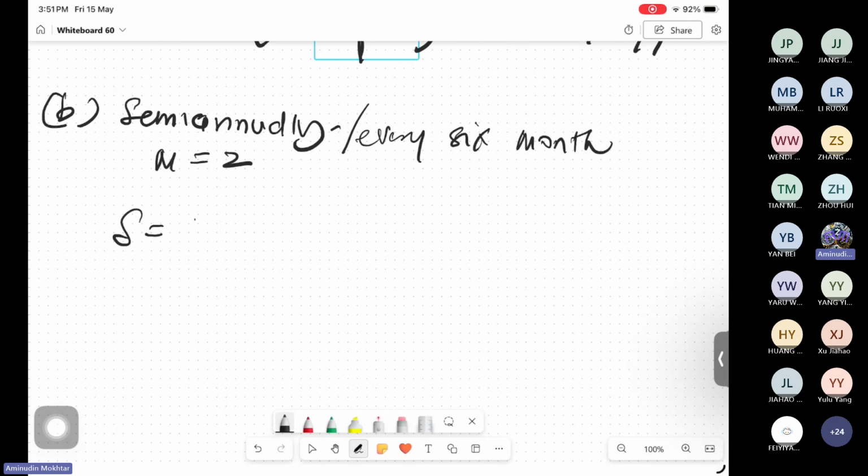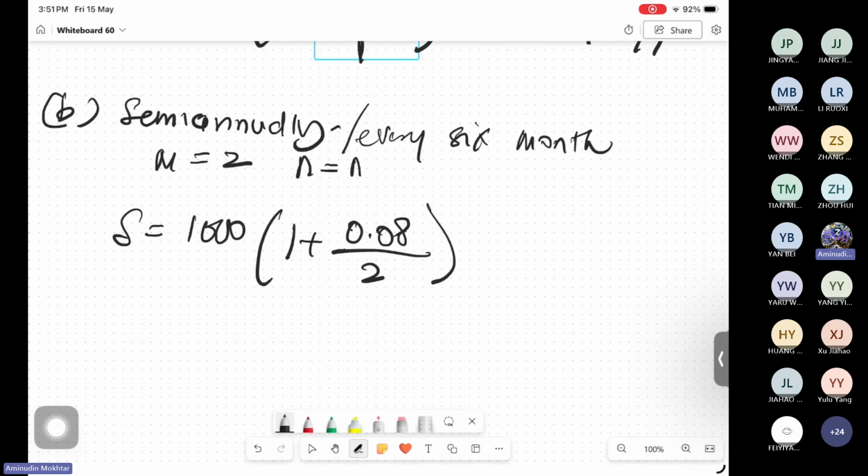S equal to P, 1000, times 1 plus R, 0.08 still fixed, but now we need to divide by 2. So what is N? N is M times T. M equal to 2, T equal 3. Number of years is 3. If the interest rate is calculated 2 times per year, for 3 years, the total number of times interest is calculated is equal to 6.